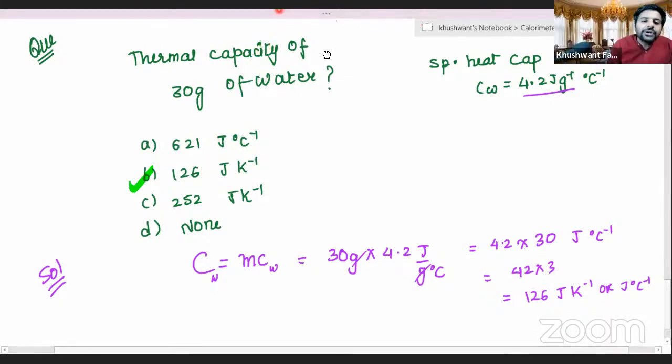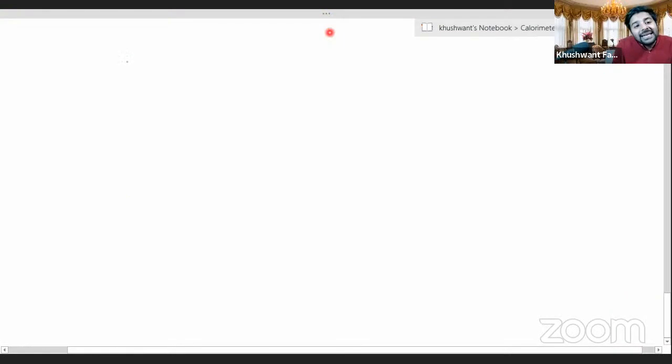Now we are talking about one more concept which is called latent heat. Everybody will write this in their copies.